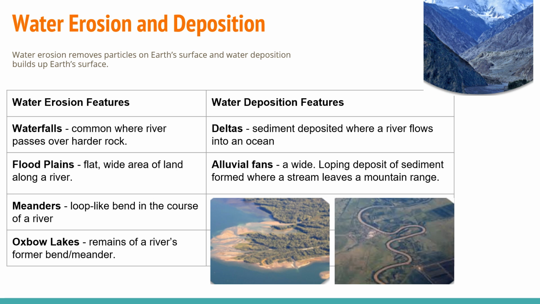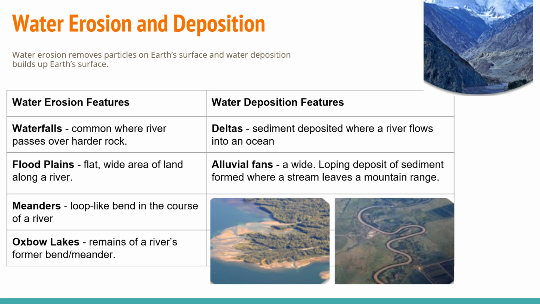Water erosion and deposition. So water erosion removes particles on Earth's surface, and water deposition builds up Earth's surface. So water erosion features include things like waterfalls. They're common where a river passes over harder rock. Floodplains. That's a flat, wide area of land along a river. A meander is a loop-like bend in the course of a river. An oxbow lake is what remains of a river's former bend or meander.